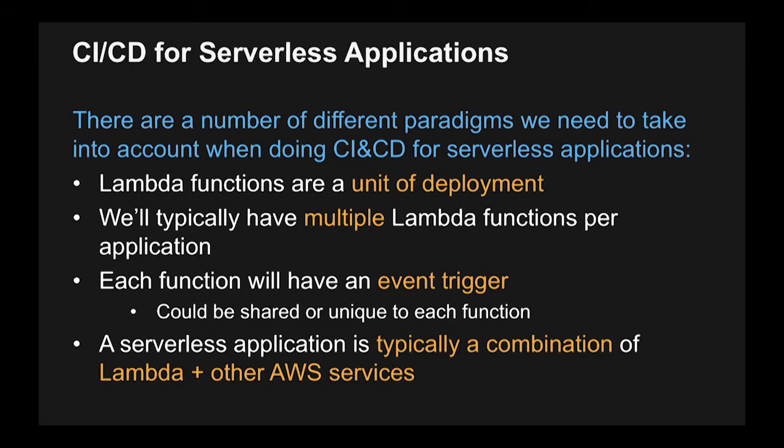So as I mentioned, there's a number of different things we have to take into account. In this model, again, with Lambda-based serverless applications, a Lambda function is a unit of deployment. We'll typically have multiples of those per application. They will each have an event trigger. There could be event trigger types that are shared between different functions. And then lastly, because this is not just Lambda, it's typically other services that are interfacing with it. A serverless application is going to be some combination of Lambda and those other services.